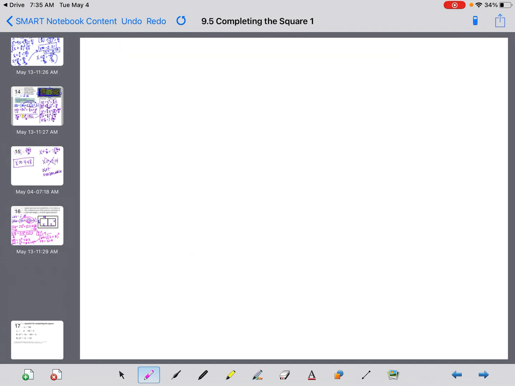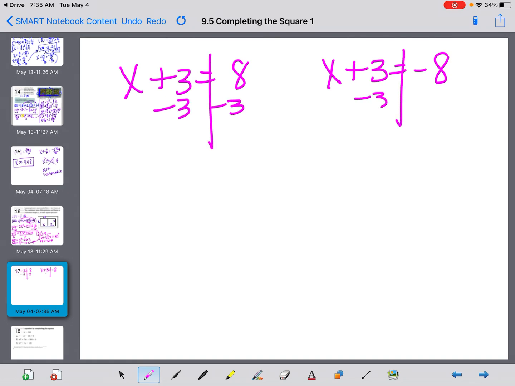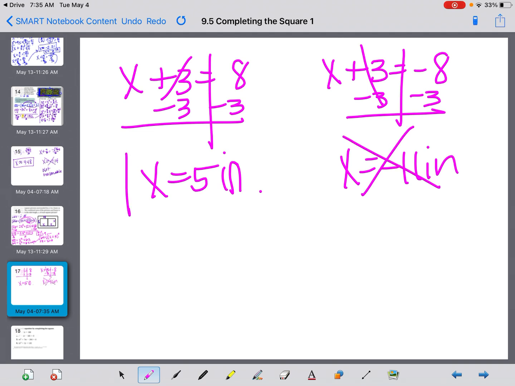Now I'm going to split it. So I have x plus 3 equals positive 8, x plus 3 equals negative 8, subtract 3. x is equal to 5 feet. Oh, maybe inches. Let's see. Inches. 5 inches. And x is equal to negative 11 inches. But because I know it's a picture frame, that's not going to work out, and all my x values have to be 5 inches.